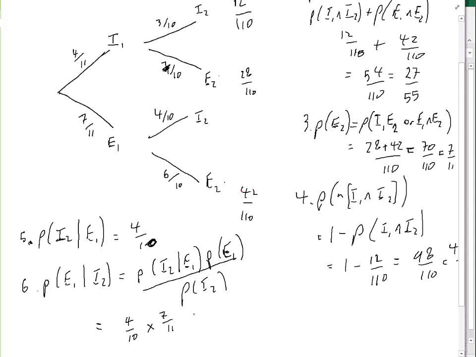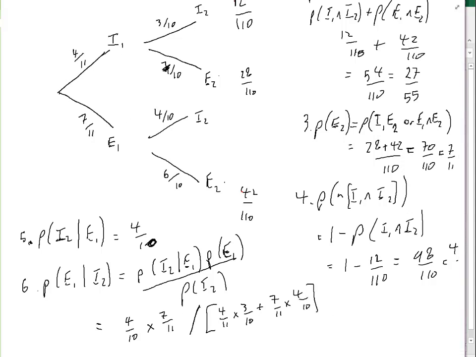And then divide by, put a monster bracket. Probability of the second one is I2, so that could be here or here. So it's 4/11 times 3/10. That's the probability of I1 and I2. Or it could be E1 and I2, so 7/11 times 4/10.